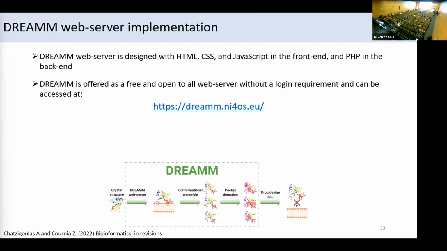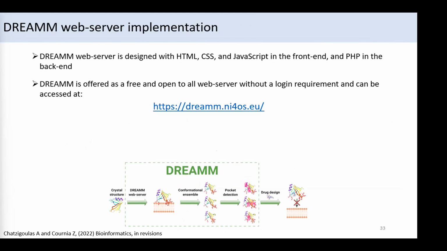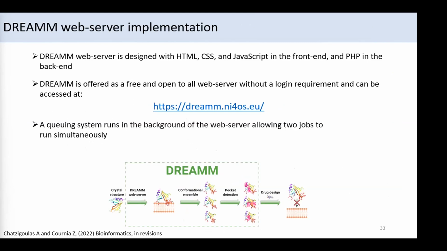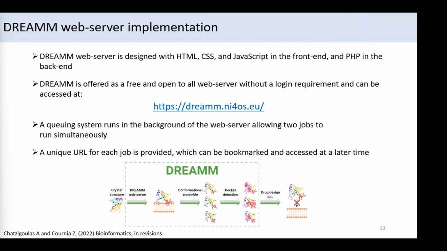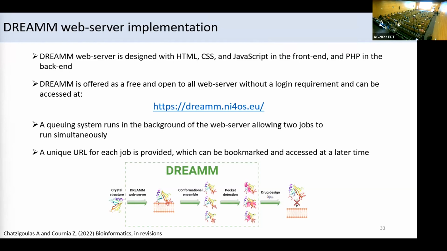So all of them were incorporated into the web server that we created, which is free and open to all without login requirements. It can be accessed through dream.init.eu. We incorporated a queuing system to avoid job failures due to large workload. And moreover, because each job, depending on the size of the protein, might take from a few minutes up to hours, and for sure the user doesn't want to wait on the screen for the results, we provide a unique URL for each job, so the user can bookmark it and access it at a later time.